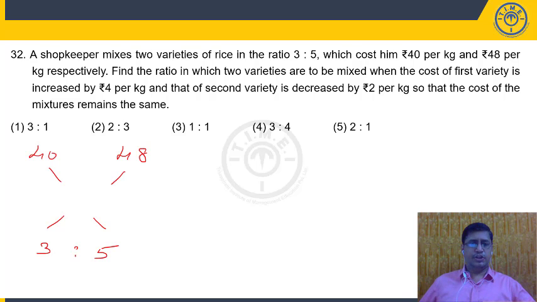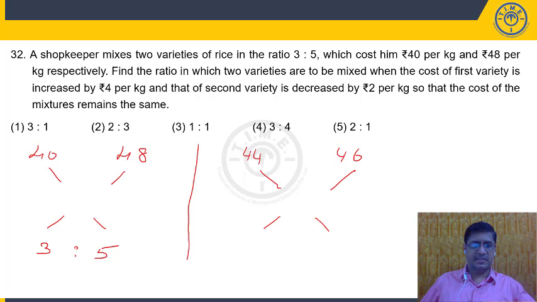And what to find? Find the ratio in which the two varieties are mixed when the cost of the first variety is increased by 4 rupees. Sorry, increased by 4 rupees means 40 plus 4, 44. And the second variety is decreased by 2 rupees, which means it is 46. And the cost of the mixture remains the same. There is no change in the mixture value.